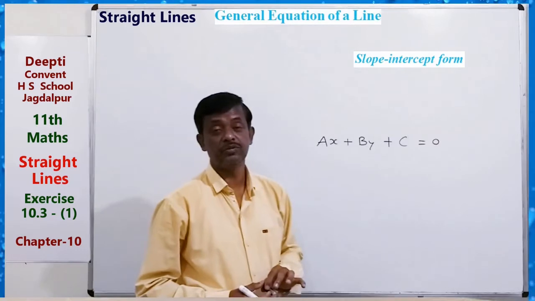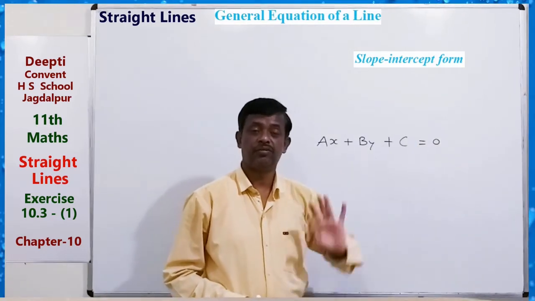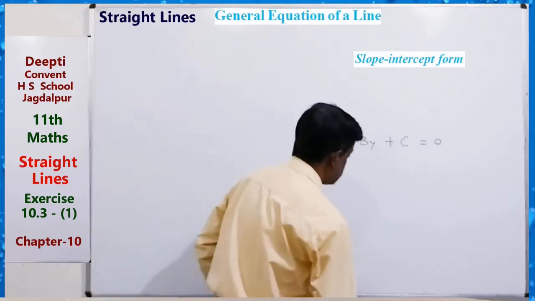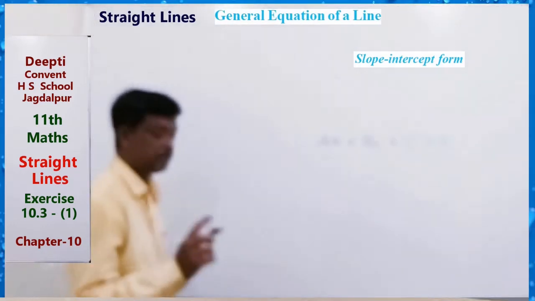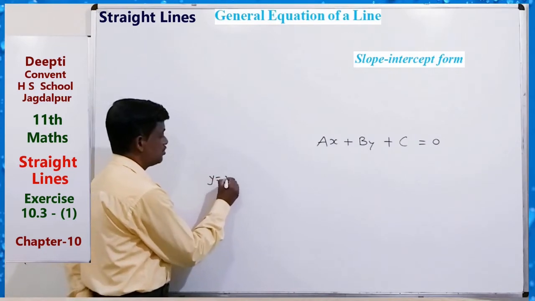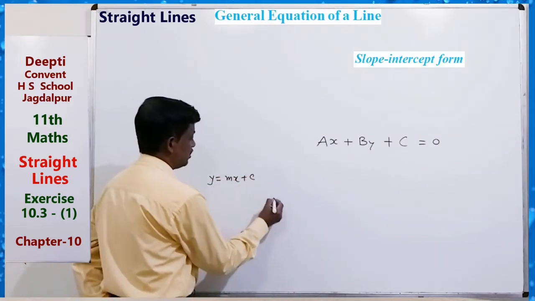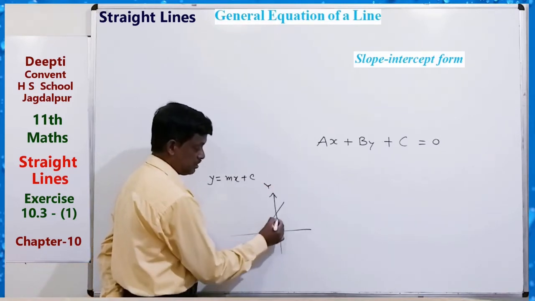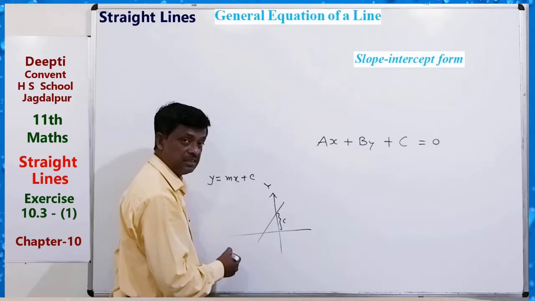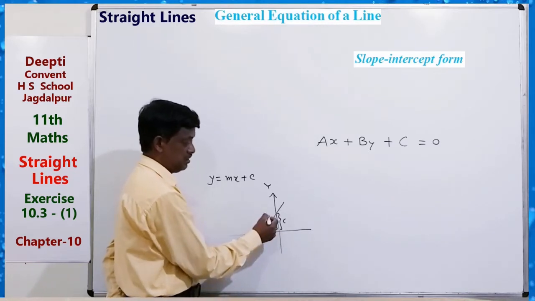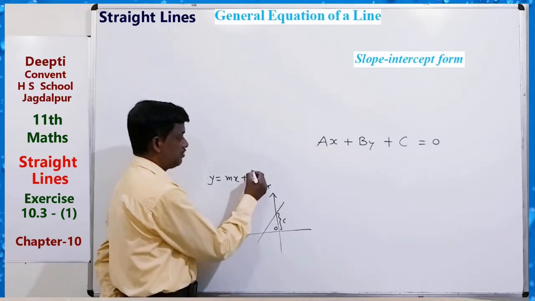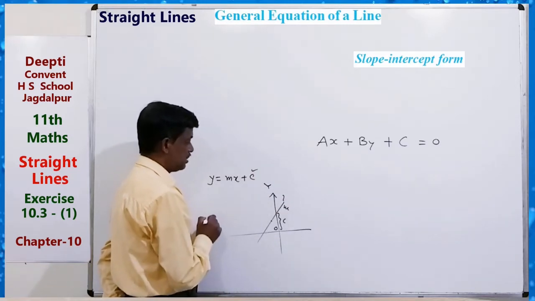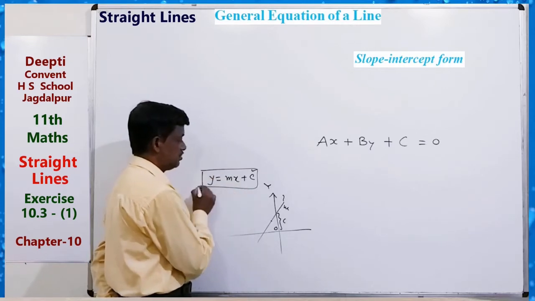It can be converted to different forms of a straight line. First of all, the slope intercept form. What do we know as the slope intercept form? y equals mx plus c. That is, if the y intercept is c, and the slope of this line is m, then we write it like this. This is our form.